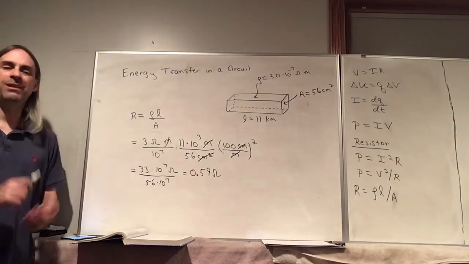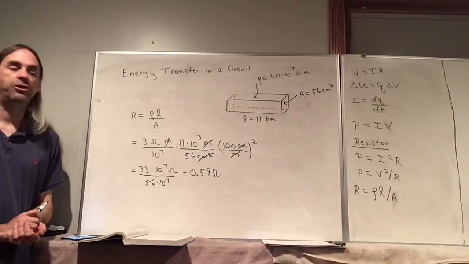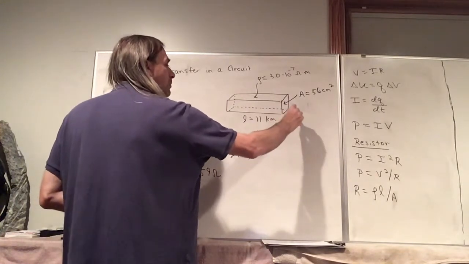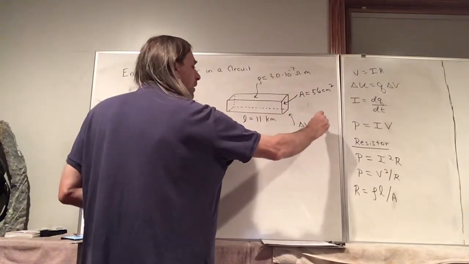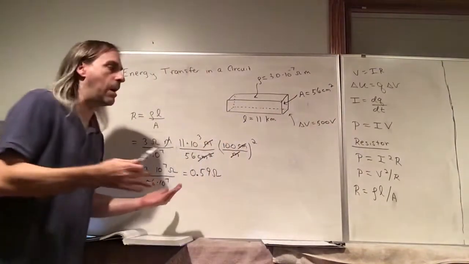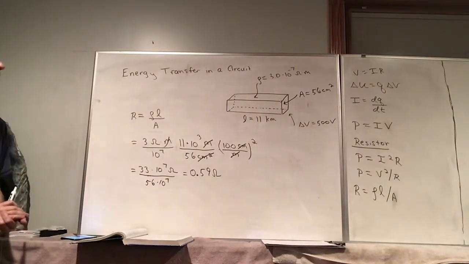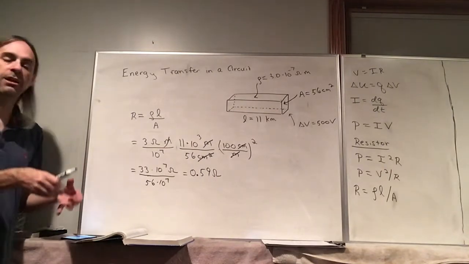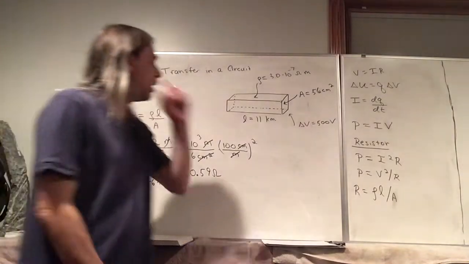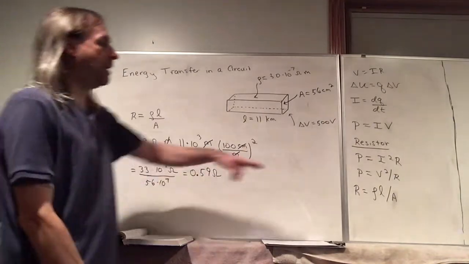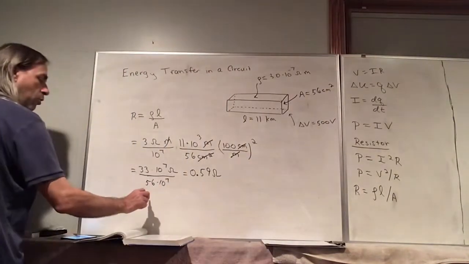Just for fun, let's apply a potential difference and see the rate that energy is being dissipated. Let's say the potential difference is 500 volts. We're going to move like a trolley. Probably want a lot of potential difference between the ends. So let's find the power lost. This is just power that is being converted into heat due to the resistance of the metal. So power would be V squared over R.